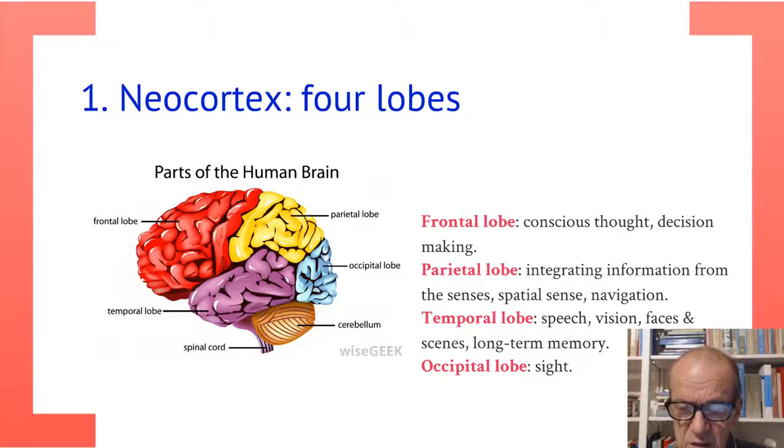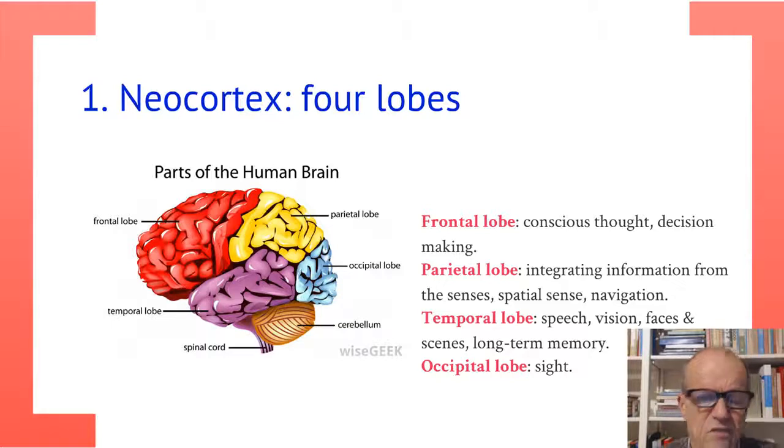I've just put some characteristics of these various lobes, some functions in the human information processing system. The frontal lobe is important for conscious thought, for decision making. The parietal lobe is for integrating information from the senses, for spatial sense and navigation. The temporal lobes are for speech, vision, faces, complex information processing and long-term memory, and the occipital lobe is for sight, as I already said.